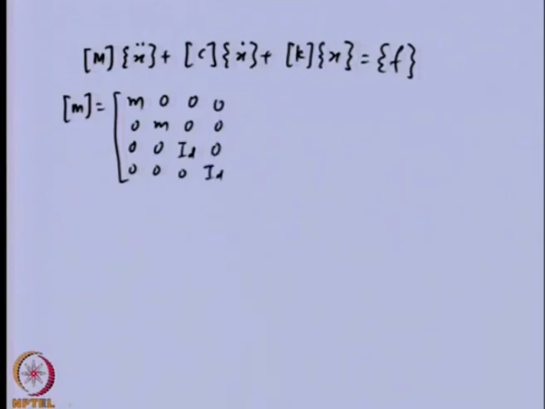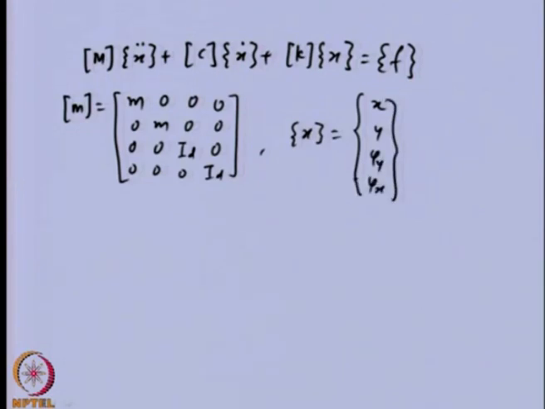So, in this particular case, the displacement vector x, we have stacked like x, y, phi y and phi x. The ordering of this stacking we can change without any problem, but the only thing is these coefficients will change their position if we are changing the ordering of this.